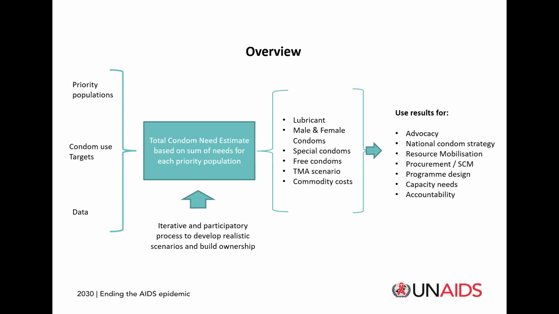And then the tool has options to dig deeper into your specific needs and helps you to identify and quantify lubricant needs, the needs for male and female condoms, and the need for special condoms. It allows you to define where free condoms are most needed, which population and which proportion of the population needs free condoms, and then to develop your total market scenario by assigning which populations and which proportions of condoms should be channeled through the specific sectors of your total market approach.